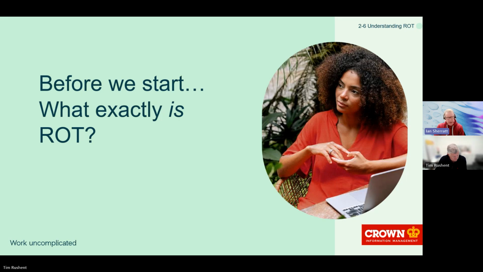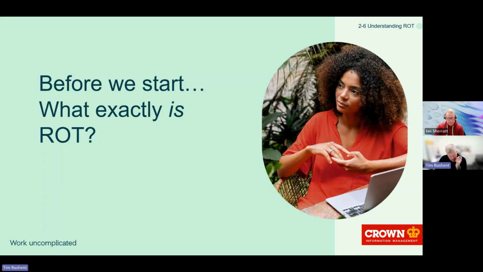So ROT: redundant, obsolete, and trivial data. And then two more: U, unnecessary, and N, naughty, we call it. Just anything that really shouldn't be there on that corporate network, but unfortunately probably is in most cases tucked away in the deep dark depths of the shared network. So that's that, Tim.